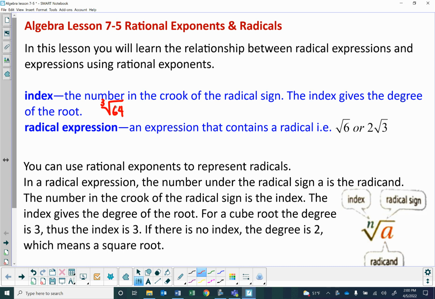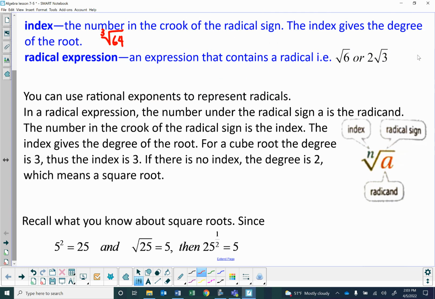A radical expression is an expression that contains a radical, like the square root of 6 or 2 square roots of 3. Now you can interchange rational expressions and radical expressions, and that's what we're going to be working with a little bit today, being able to go back and forth between the two, and also reducing radicals. So it says you can use rational exponents to represent radicals.